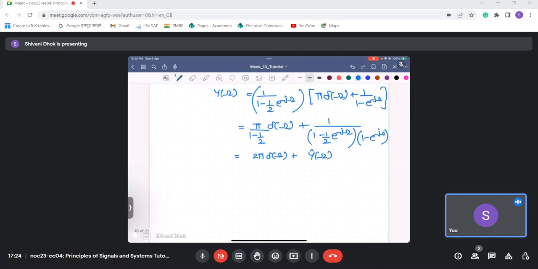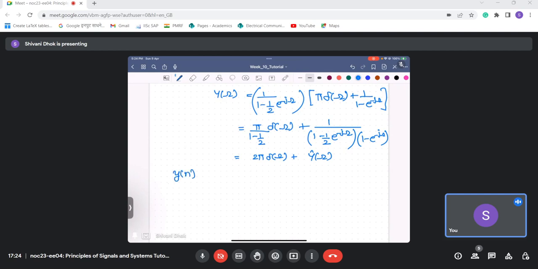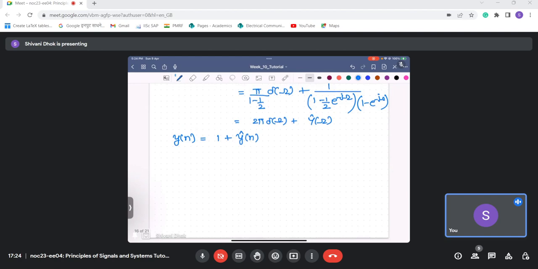So if we do that, this y of n will be the inverse DTFT of this. So this 2 pi delta omega is basically the DTFT of 1. So therefore this is basically equal to 1 plus y hat of n. So let us try to find what is y hat of n.